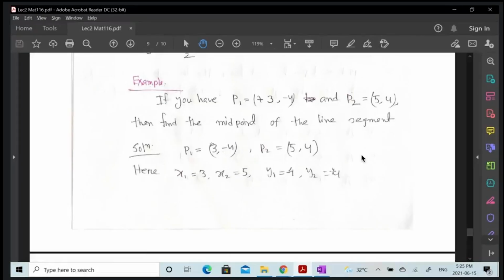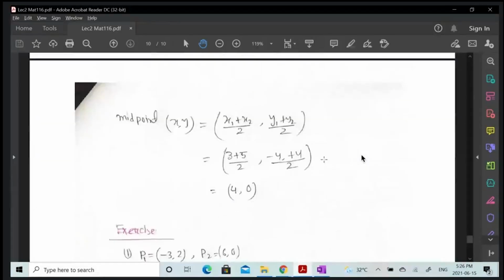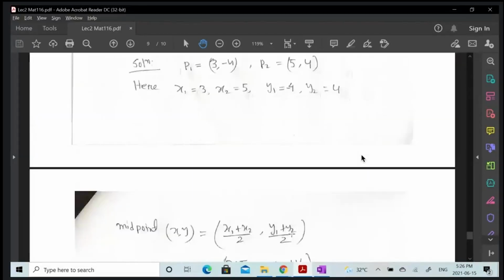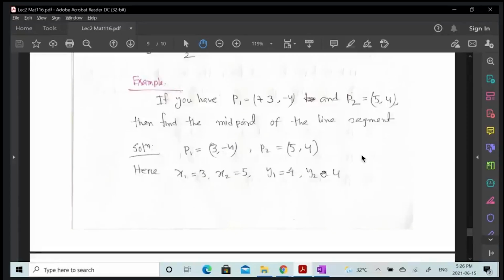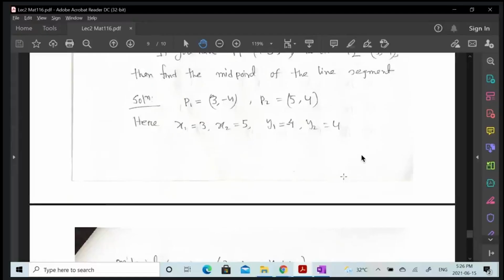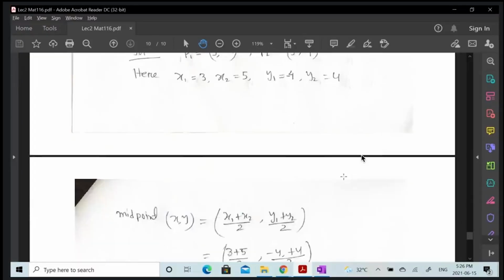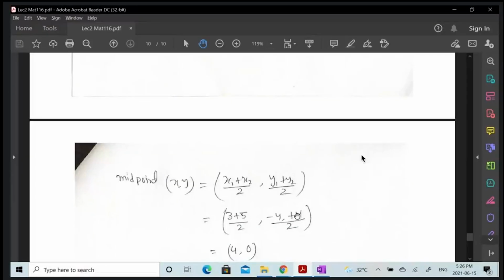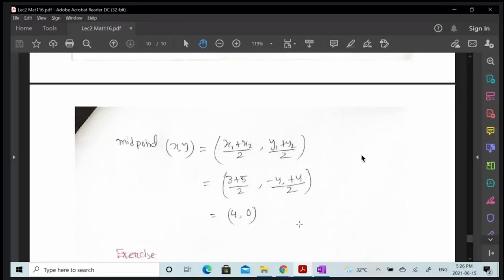The points are (3, minus 4) and (5, 4). The midpoint is (4, 0). Minus 4 plus 4 equals 0, divided by 2 equals 0. So the midpoint is (4, 0).